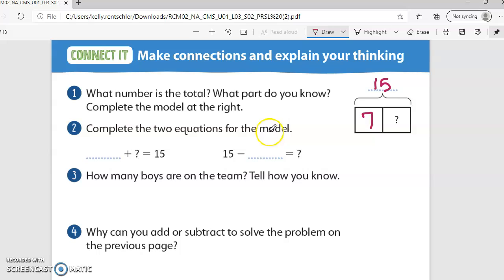So then it says complete the 2 equations for the model. Something plus question mark equals 15. So here's my question mark and here's my 15. What does my missing number have to be? Because we only use these 3 numbers. Has to be 7. So 15 minus question mark. They used my 15, they use the question mark. So what is our missing number? It's 7 again, right? That was a crazy 7.